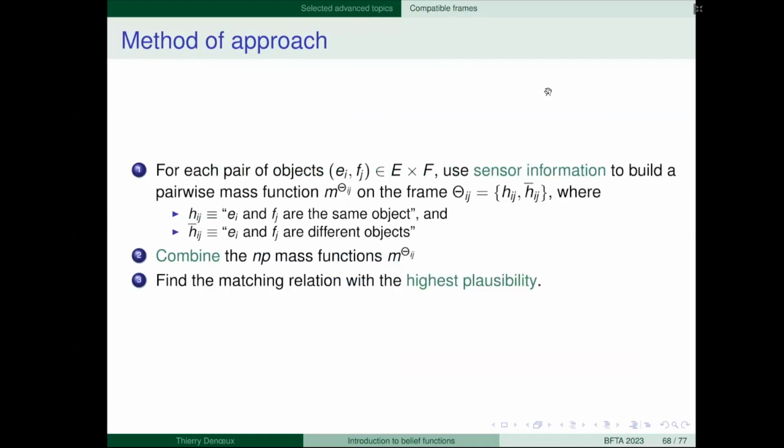So for each pair of objects, we take one object in the first set, capital E, and one object in the other set. We will use information to build what I call a pairwise mass function on the frame, which I denote by theta ij. So theta ij has two elements. Hij means that the objects Ei and Fj are the same object. Okay, they should be matched.